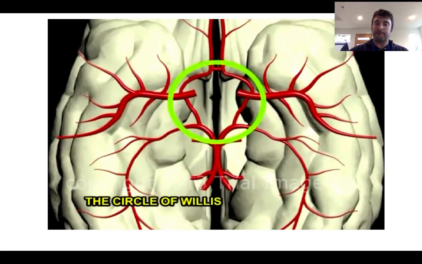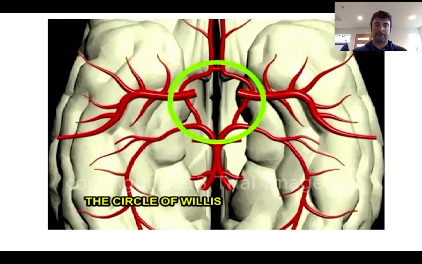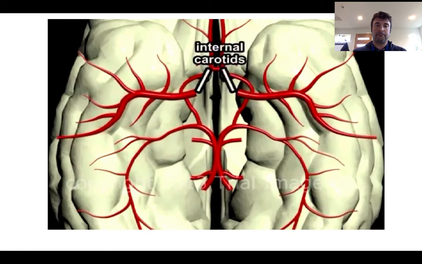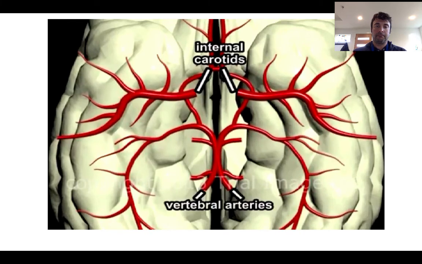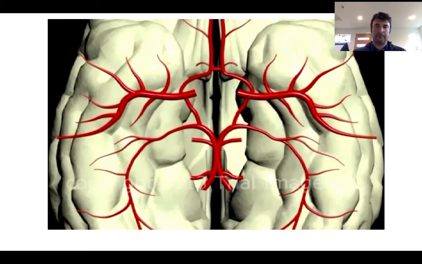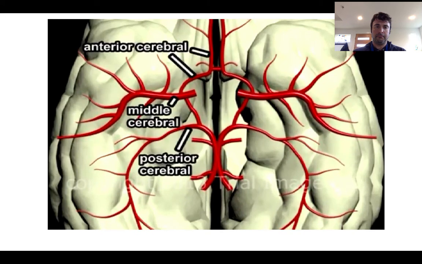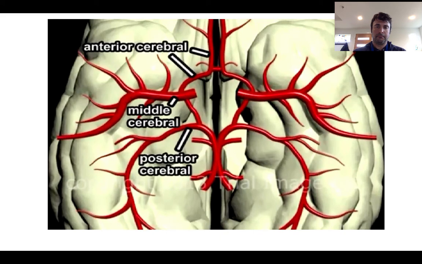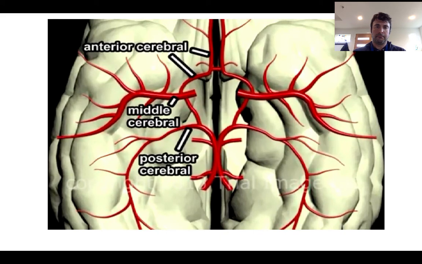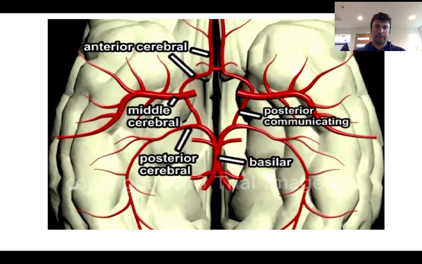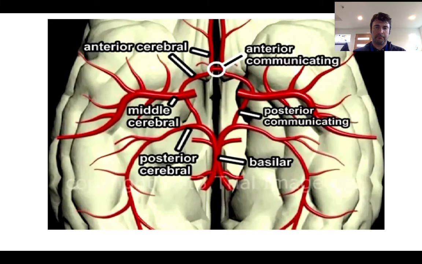The circle of Willis is really a beautiful piece of anatomy and represents a central hub from which radiates the entire blood flow to the brain. Inflow is primarily via the internal carotids and vertebral arteries. Outflow of blood from the circle occurs via anterior, middle, and posterior cerebral arteries, each with left and right branches on either side of the circle. The basilar, posterior communicating, and anterior communicating arteries complete the circle.